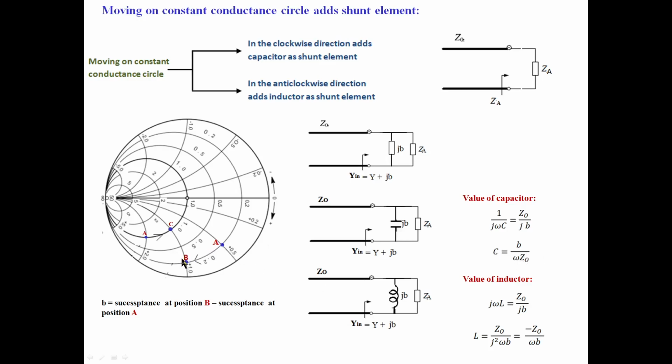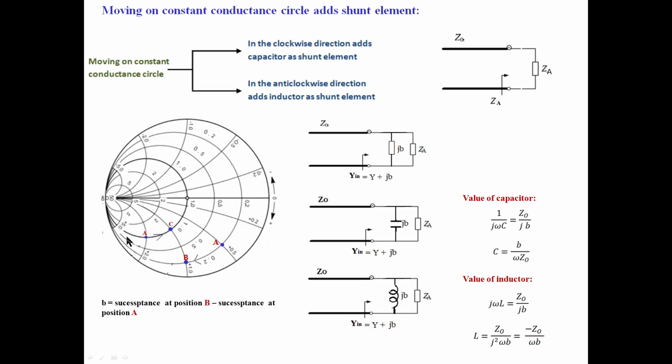If you move like this, that is the value you can get. Similarly, you can get it here also. If moving in the anti-clockwise direction, it acts as an inductor in shunt. The load is this. Now I took a different load, not this one. Some load point is here.